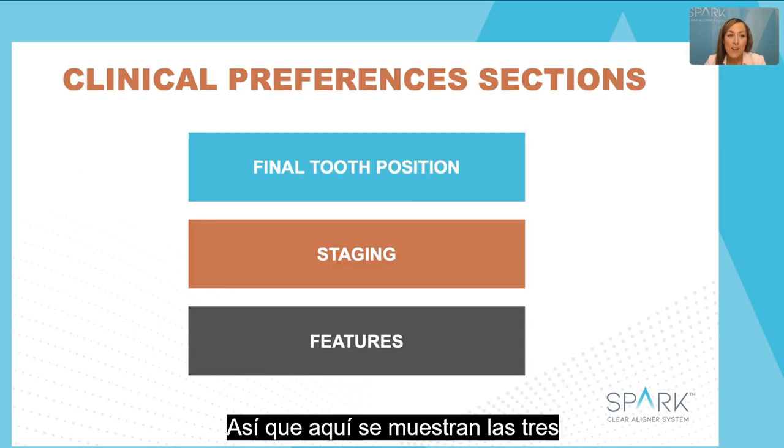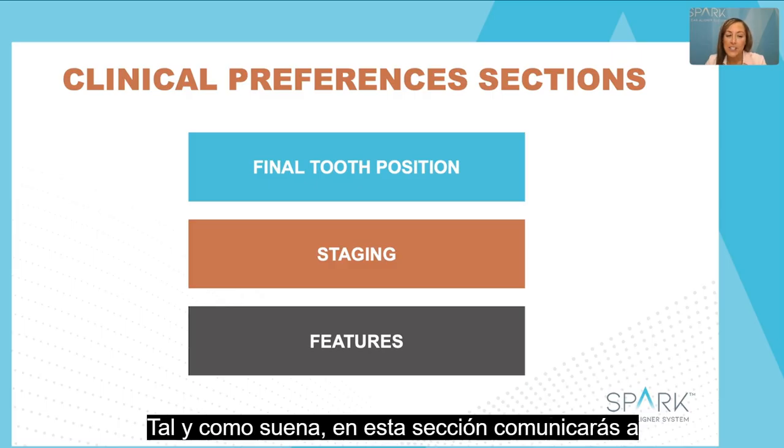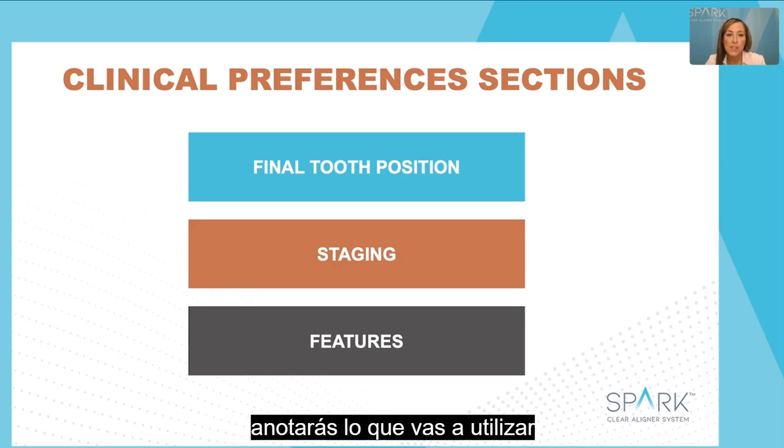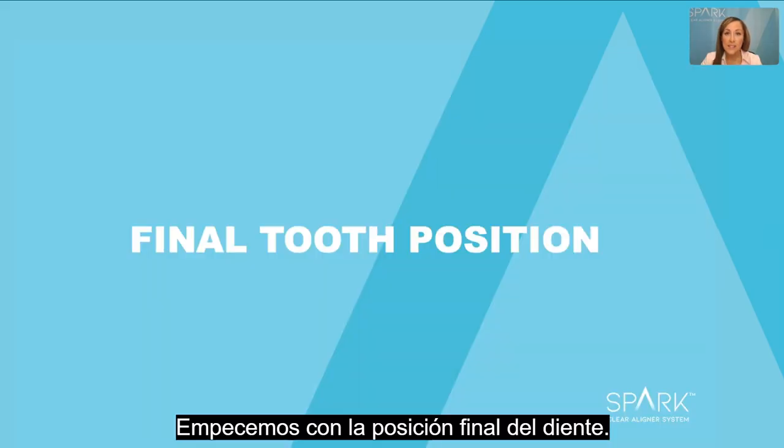So shown here are the three different sections in clinical preferences. The first is the final tooth position. Just as it sounds, in this section, you will communicate what you want to see at the end of treatment. The second is the staging section. You will set up how you want that final position. And lastly is the features, where you will note what you are going to use to increase predictability of the case. Let's go ahead and begin with final tooth position.